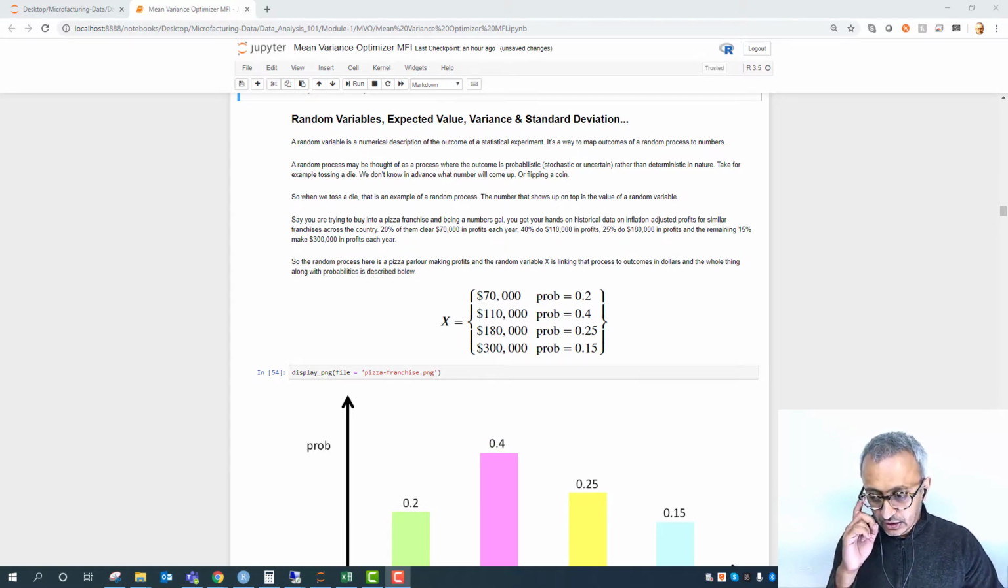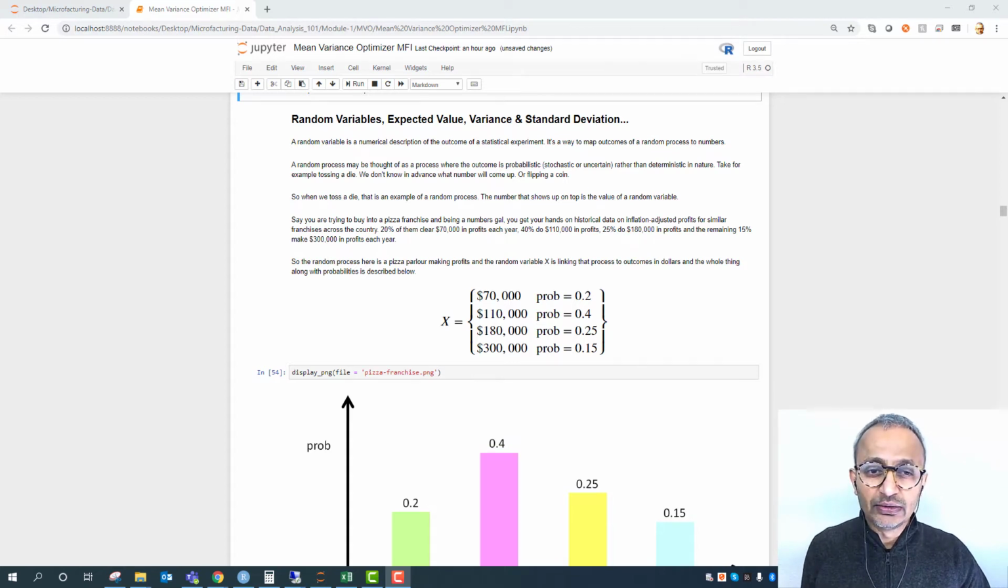Okay, so let's talk about random variables, expected value, variance, and standard deviation. We're going to talk about all those things. So a random variable is basically a numerical description of the outcome of a statistical experiment. It's a way to map outcomes of a random process to numbers.